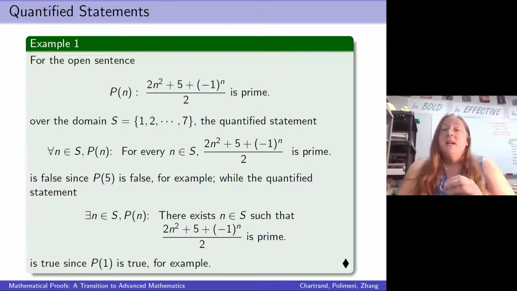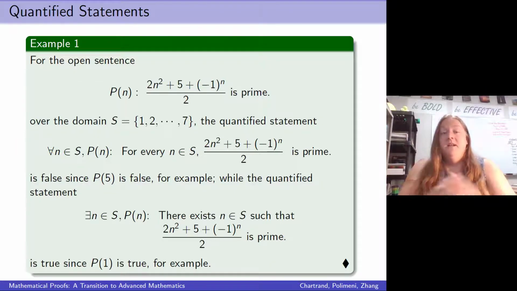Now, if we instead use the existential quantifier, what this is saying is there exists some value in my domain such that this statement is true.